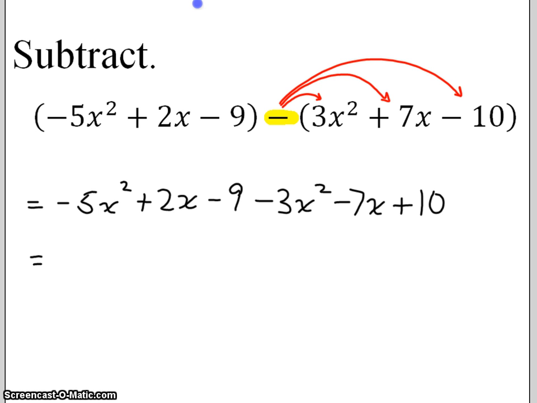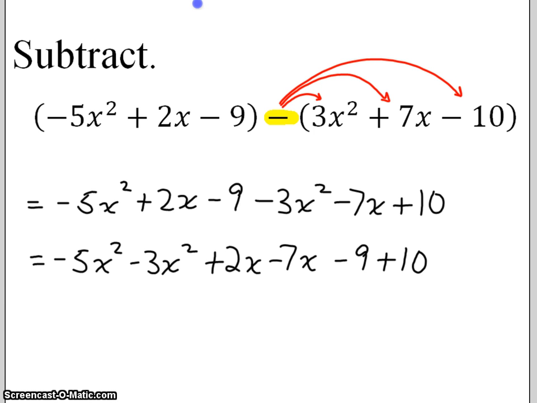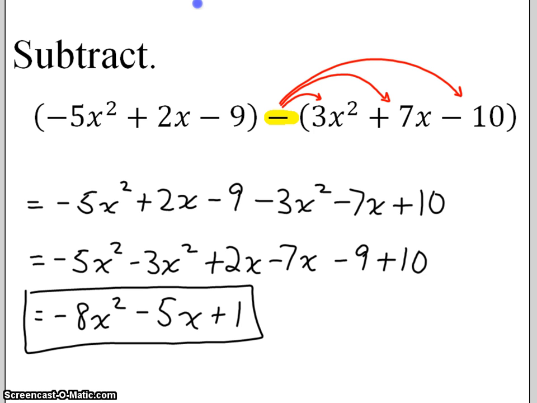Now we combine any like terms. So negative 5x squared and minus 3x squared are like terms. Plus 2x minus 7x are like terms. Minus 9 and plus 10 are like terms. Negative 5x squared minus 3x squared is negative 8x squared. 2x minus 7x is minus 5x. Negative 9 plus 10 is positive 1. And there's our answer.